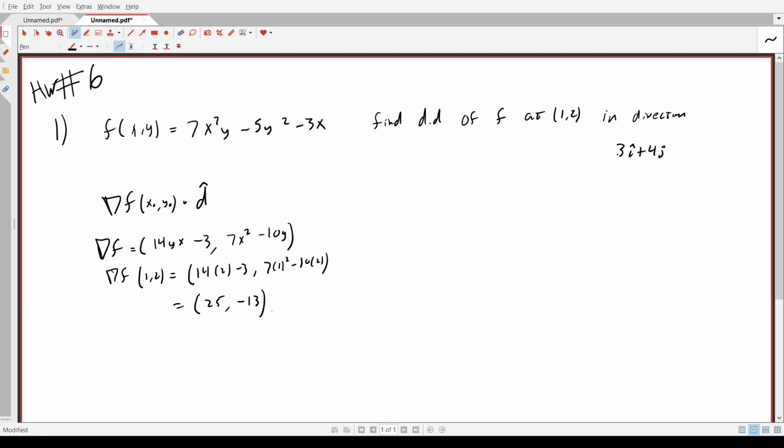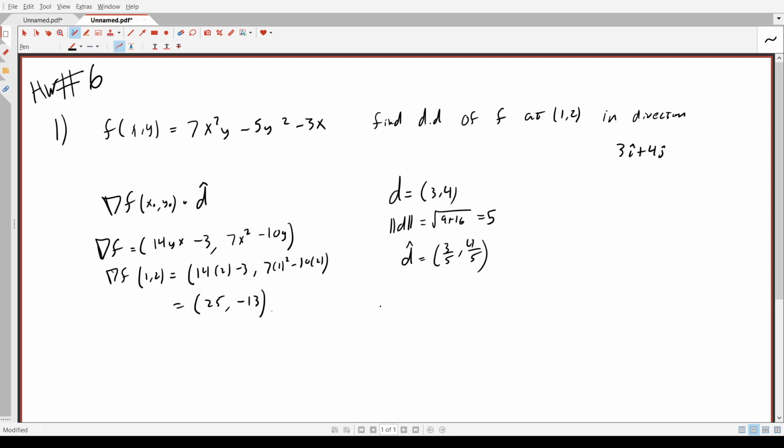Okay, so now let's normalize this. I need this to be a unit vector. So the direction d is going to be 3, 4. But I need to normalize it, I need to divide by the norm of d. That's going to be the square root of 3 squared plus 4 squared, 9 plus 16, that's 25, so that's just going to be 5. So my unit vector in that direction is going to be 3 over 5, 4 over 5.